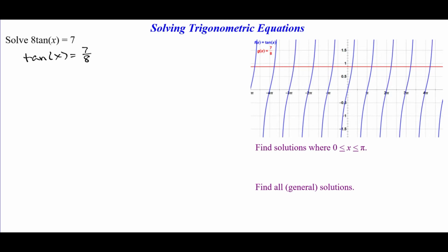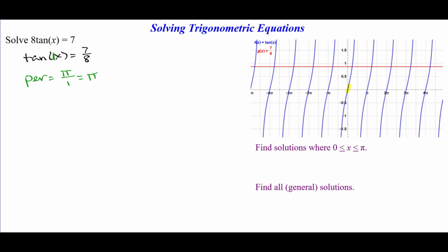And again, you can see over here, my blue curve is the tangent of x function, and then the red line is 7/8, so that's what we're looking for. Again, you can see we have infinite solutions. The difference with tangent, remember, is that my period for tangent is simply pi divided by b, and in this case, b is 1 again, so my period is just pi.